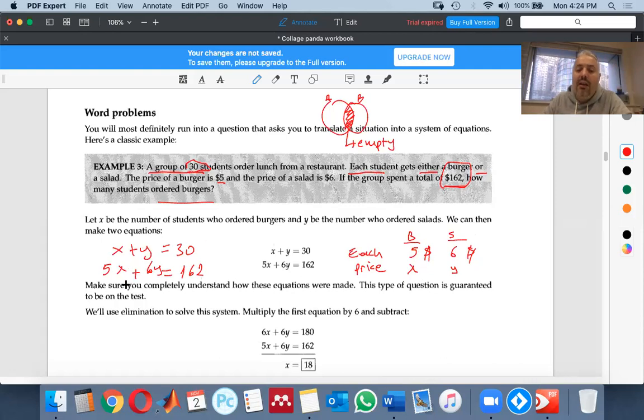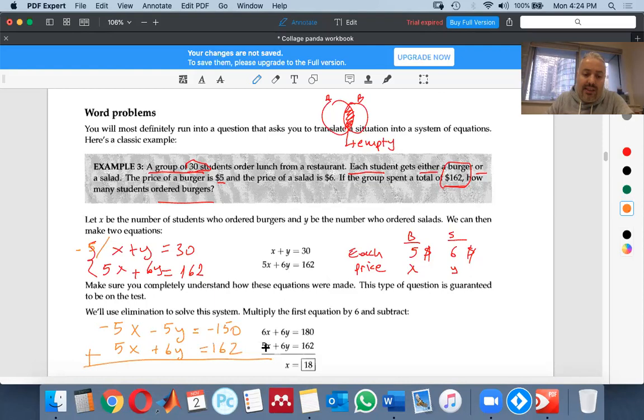X plus Y is 30, 5X plus 6Y is 162. This is now a system of equations. How can I solve this system of equations? So if I multiply the first line by -5, -5 times X is -5X, -5 times Y is -5Y, -5 times 30 is -150. And the second equation, I copy directly, and if I add them side by side, what will be? -5X plus 5X is 0, -5Y plus 6Y is only Y, and 162 minus 150, I think, is 12, right?